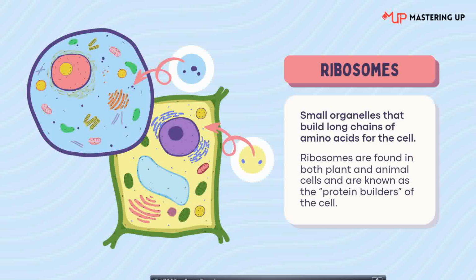So these ribosomes build long chains of amino acids. Okay, so this long chain of amino acids is what we call proteins. So we can say ribosomes are the protein builders of the cell.